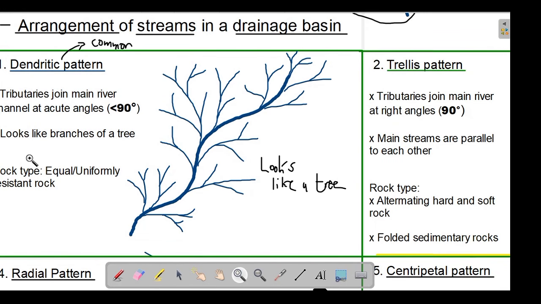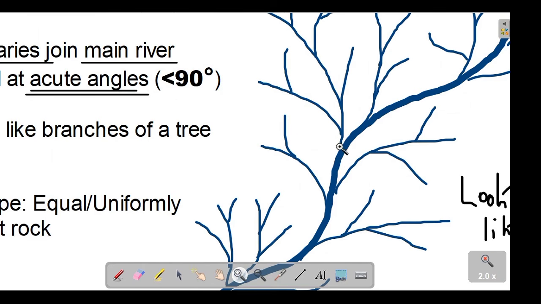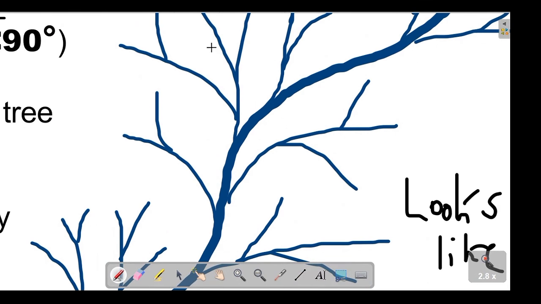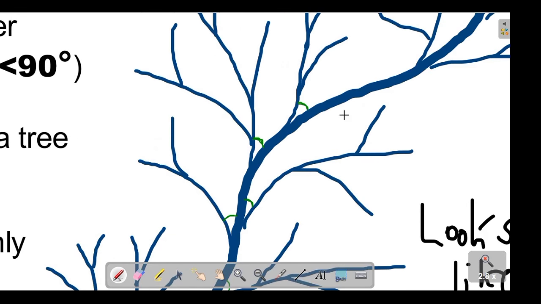What makes a dendritic pattern is that tributaries join the main river channel at acute angles, right? Acute angles are simply angles that are less than 90 degrees. If we zoom in here, take a look at the angle that these tributaries join the main river at. This angle is less than 90. That is less than 90. That is less than 90. So on and so on. I could go all day, guys, but the point is that the tributaries join the main river at acute angles.